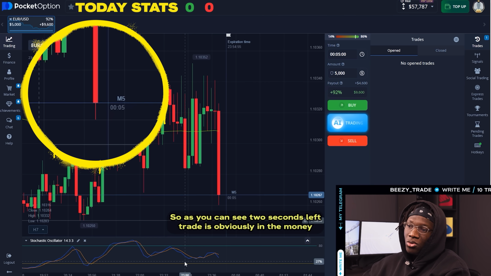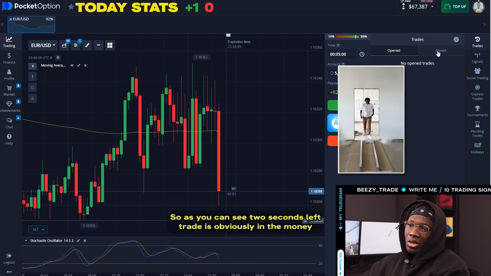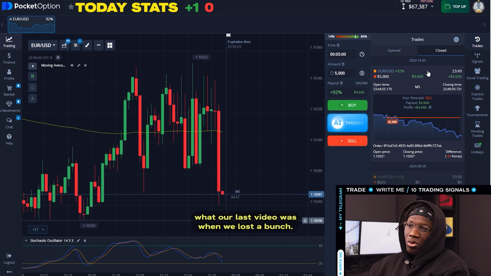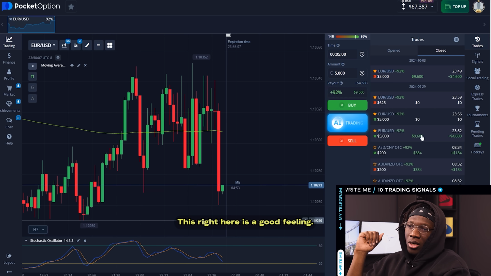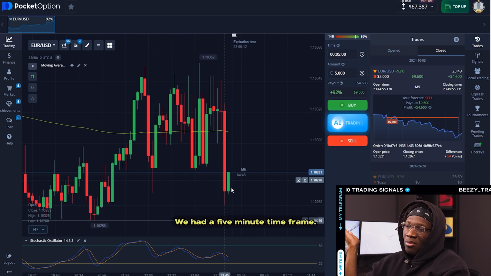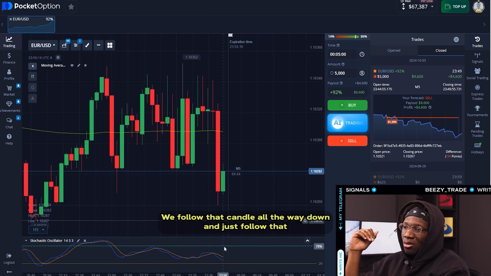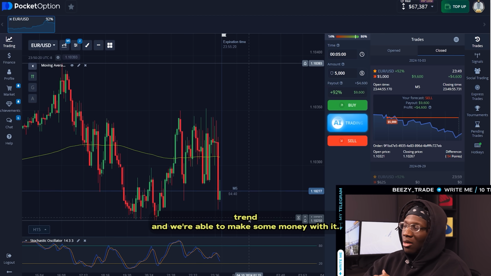So as you can see, 2 seconds left. Trade is obviously in the money. Compared to what our last video was when we lost a bunch, this right here is a good feeling. We had a 5-minute time frame. We're in the money. We follow that candle all the way down and just follow that trend, and we're able to make some money with it.